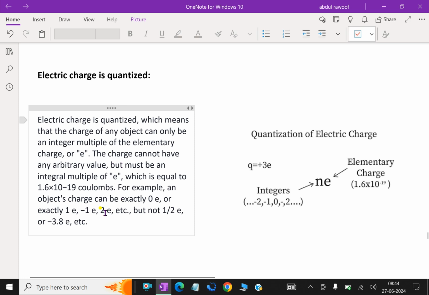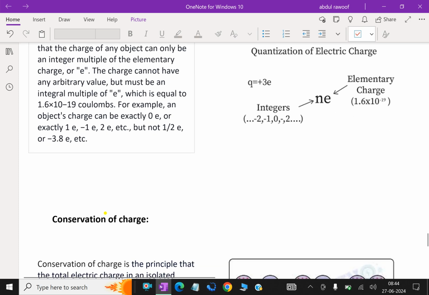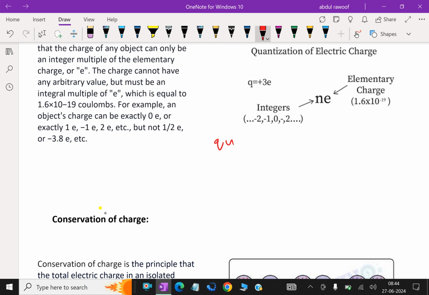The magnitude of the smallest charge ever measured is denoted by e, which is called the quantum of charge. Quantum of charge, that is called e, you know that, which is equal to 1.60218 into 10 raised to minus 19 coulomb.